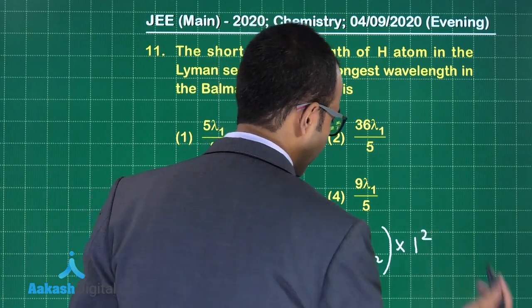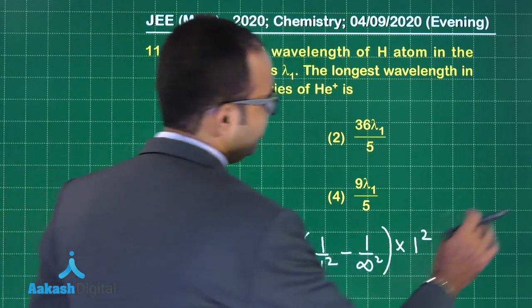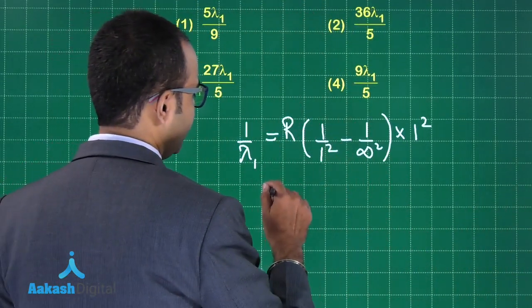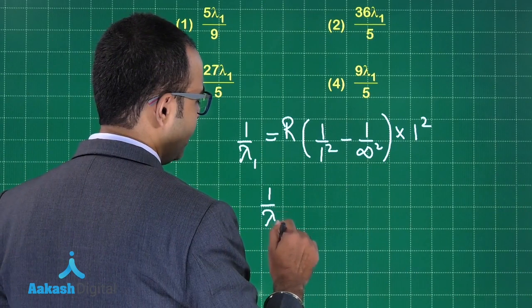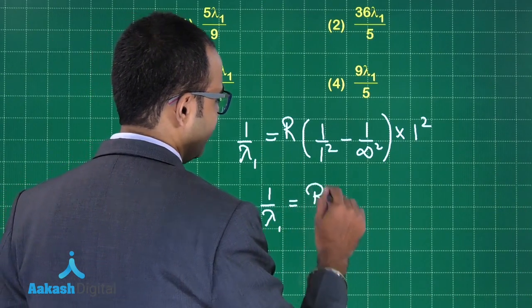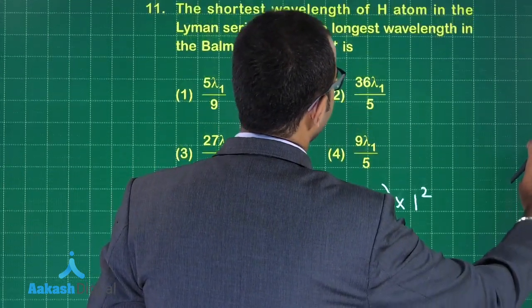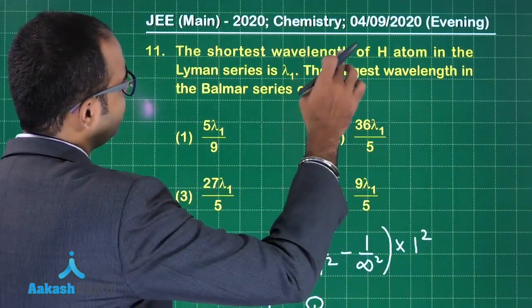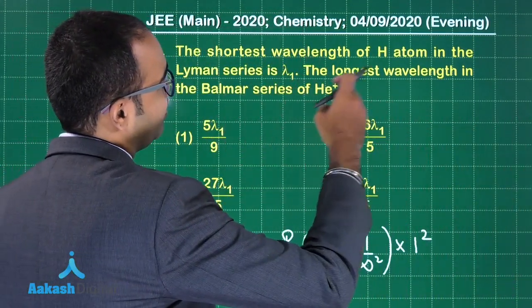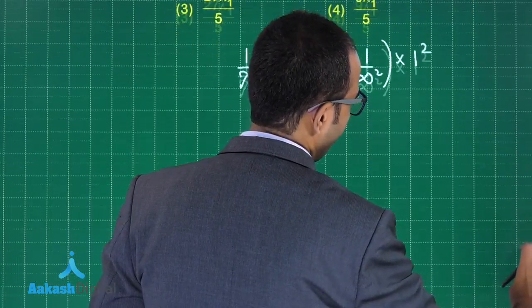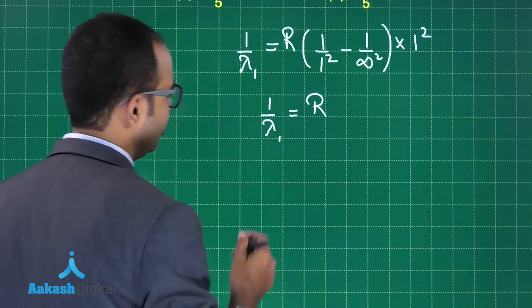So you are talking about 1 square, right? If I solve this, you will get R as 1 upon lambda 1. What is the second part of the question? The longest wavelength in the Balmer series of He plus is. So we have to solve for He plus. So how we'll go about it?